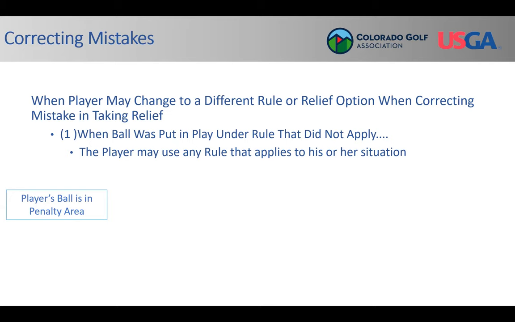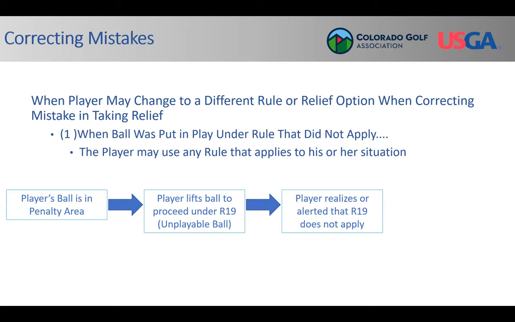So if we are starting our flow chart, let's pretend our ball is in a penalty area. And we're going to go forward with proceeding with our golf ball. If we lift our golf ball to proceed under Rule 19, which is unplayable ball, we know that we can't use the unplayable ball rule in a penalty area. So again, we're using a rule that's not applying to our situation here.